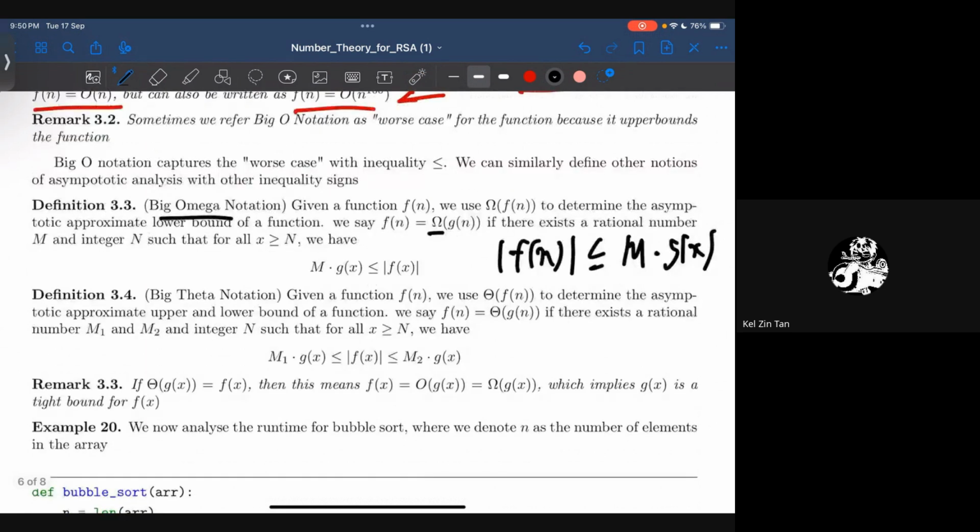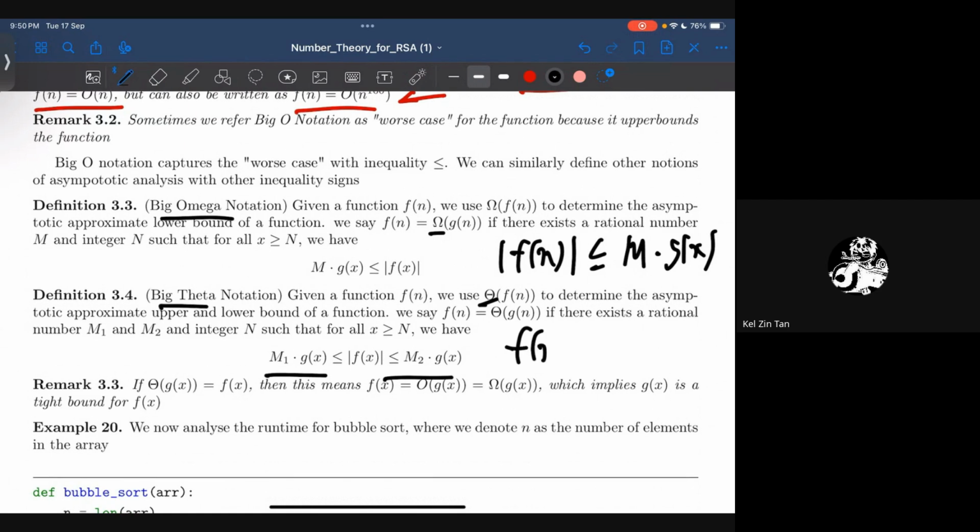And sometimes it could be possible that the best case and the worst case run at the same time. So if both bounds are satisfied, then we use this big theta notation, which basically says that, for example, if f(n) is equal to n squared, then in the best case it will take around n squared times to run. And in the worst case, it will also take around n squared times to run.